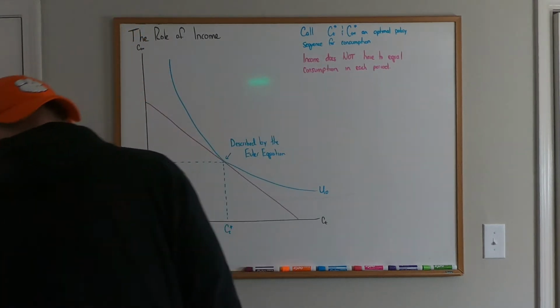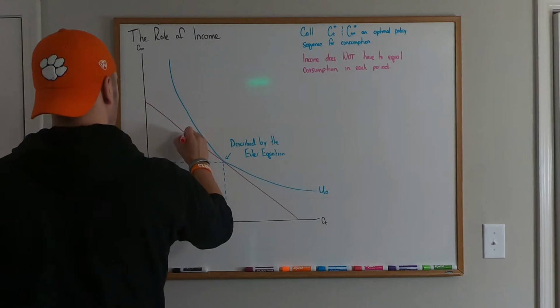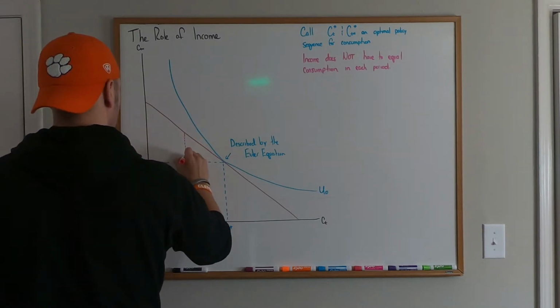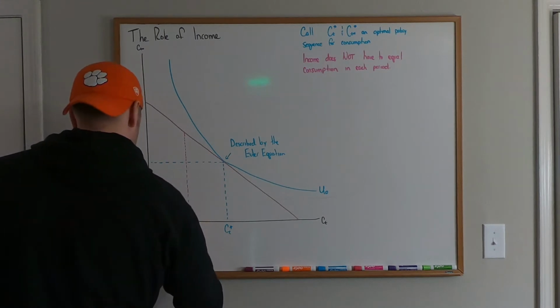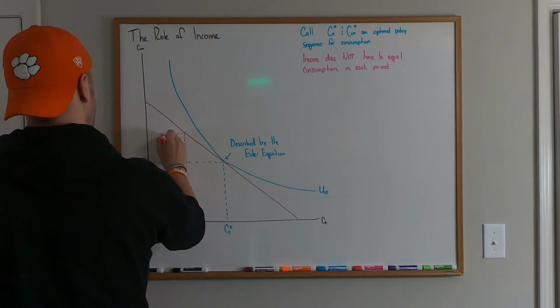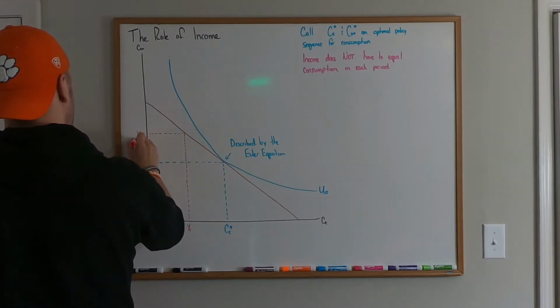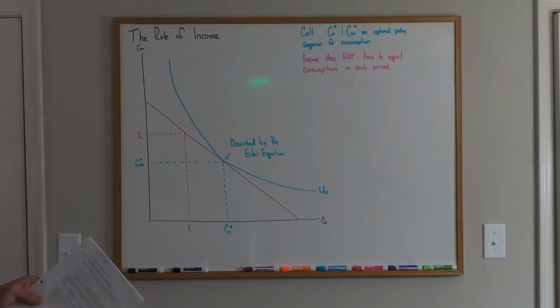For example, we could have income like this.